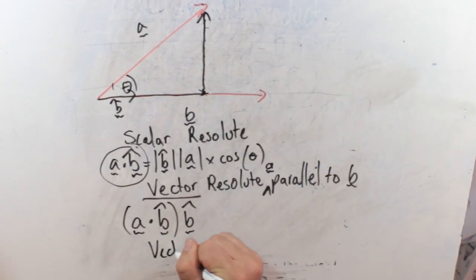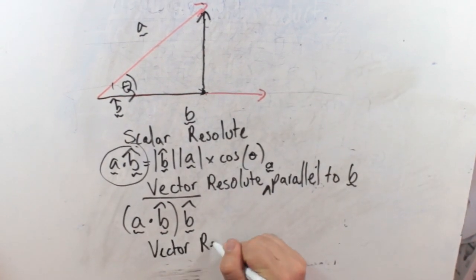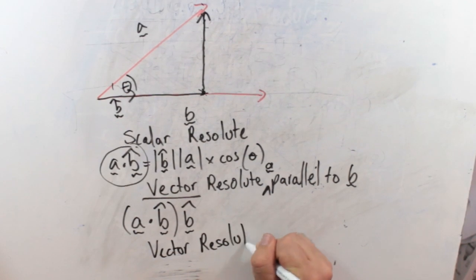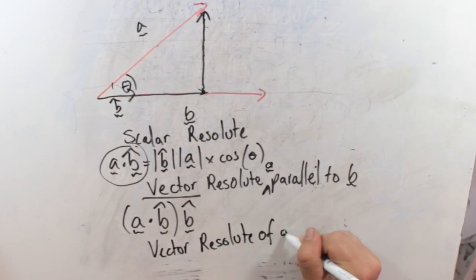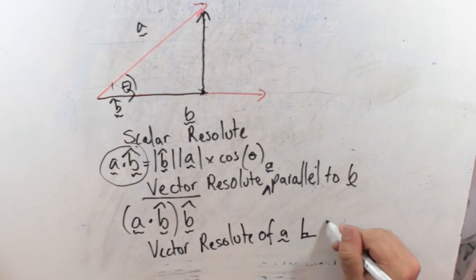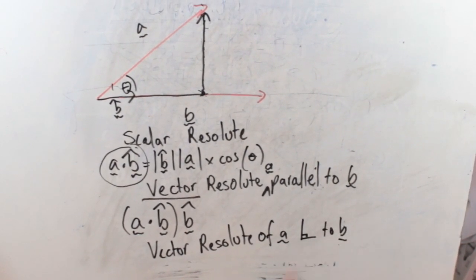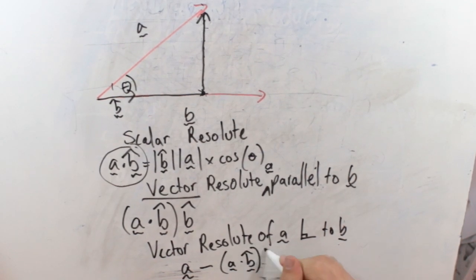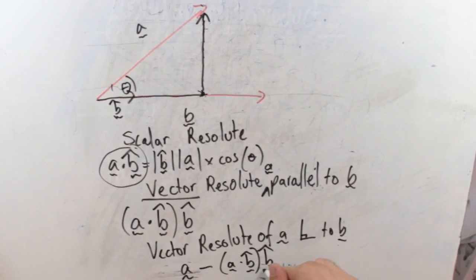Right on it. Vector resolute of A. I'll just do a perpendicular sign to B. Yeah, won't bother writing perpendicular. You know what it means. Right angles. So that's going to be vector A minus A dot B hat times B hat. Okay.